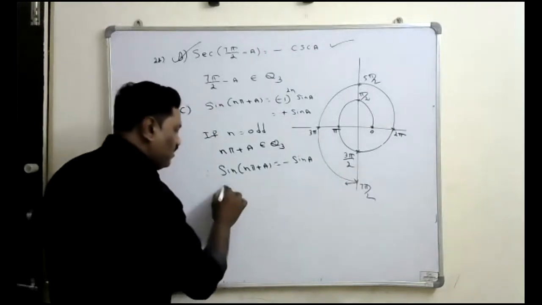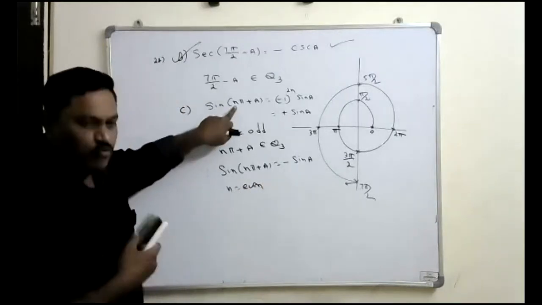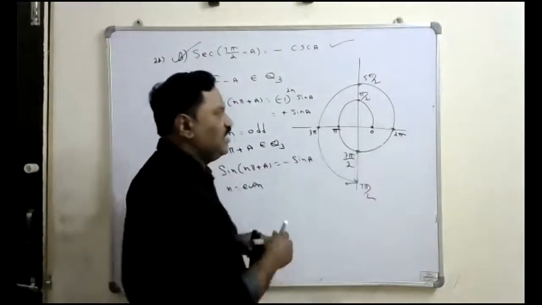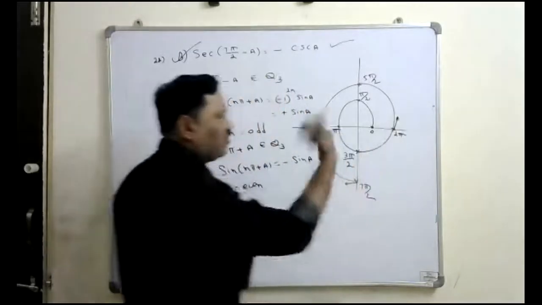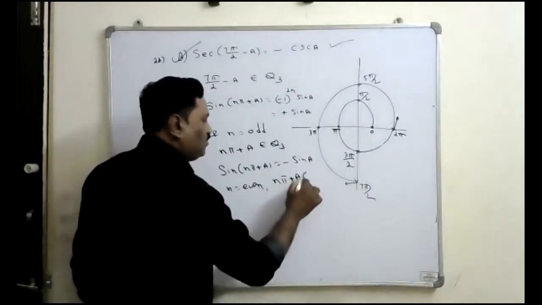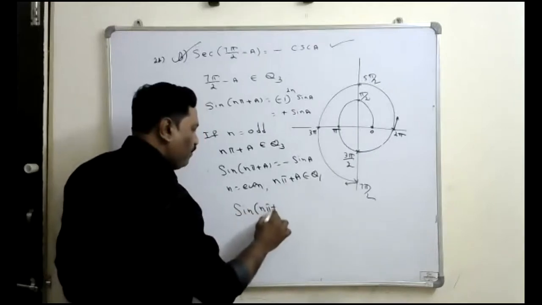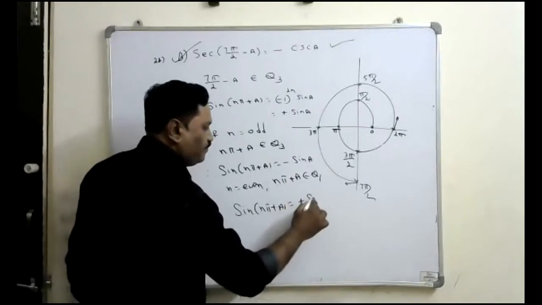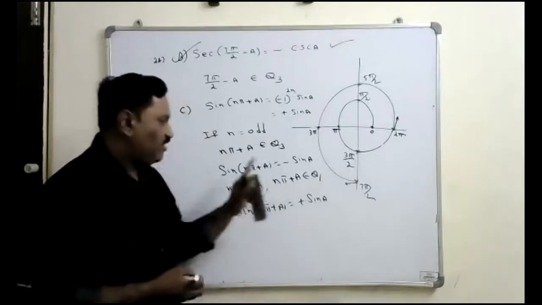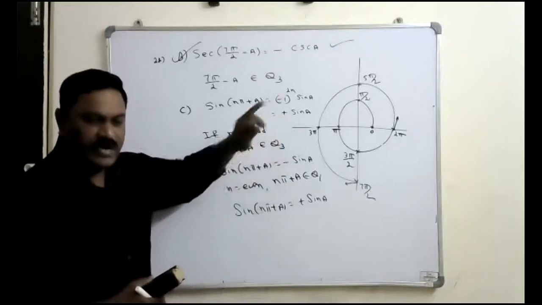And suppose n is an even number, it becomes 2 pi, 4 pi, 6 pi, etc. All these lie on the positive x-axis. Then n pi plus a lies in the first quadrant. In the first quadrant sine is positive, so sin of n pi plus a gives plus sin a. That's why if n is even, we get plus sin a. When n is odd, we get minus sin a. But they have given always plus sin a only. That's why it is not correct.